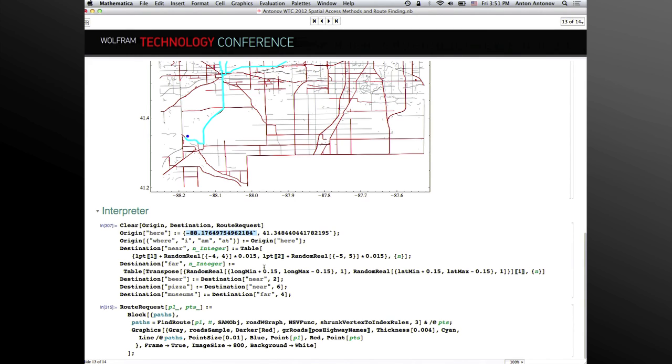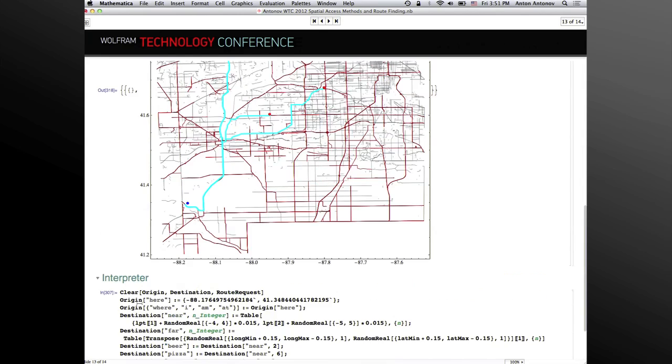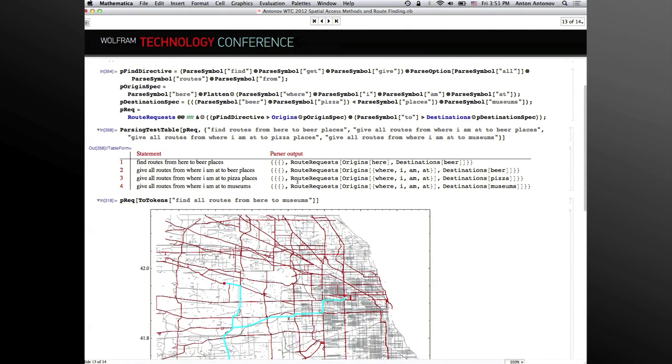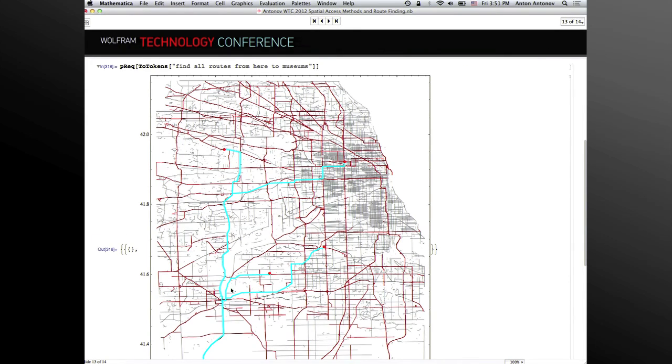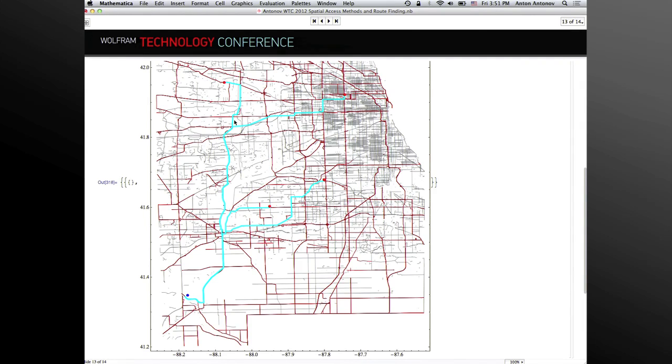The other thing is I'm also programming an interpretation of this route request. I cannot slide down, but on my laptop I can see this. When I have parsed the results, I get this plot. So you see how this plot is organized? The result of this parsing is this plot, which gives you the routes from the origin point to the given destinations.